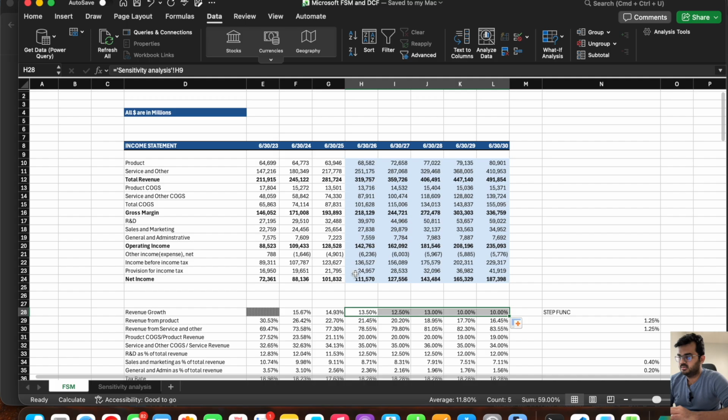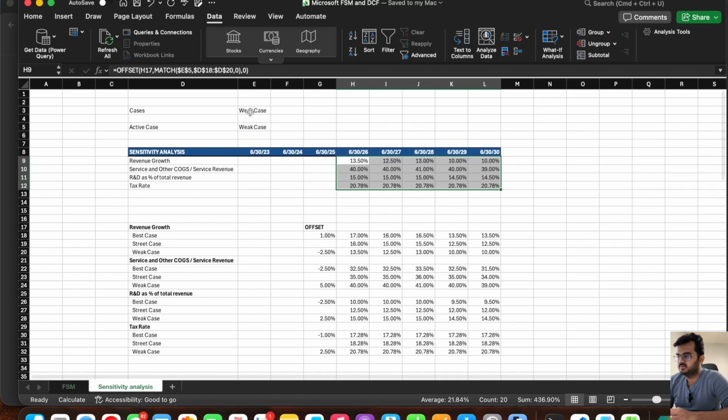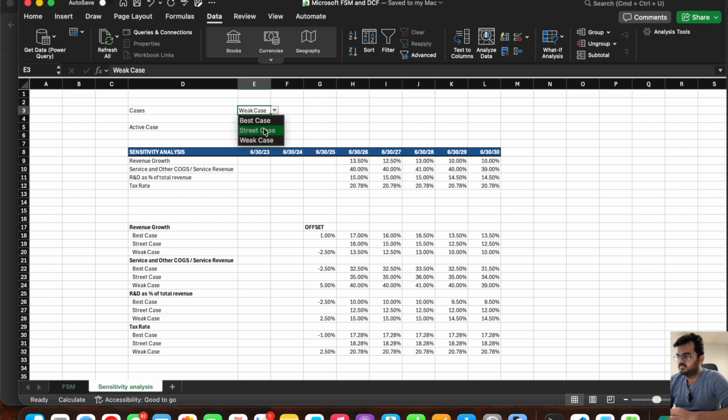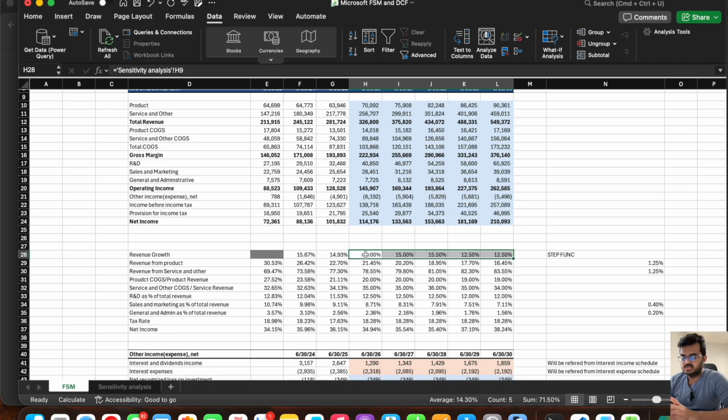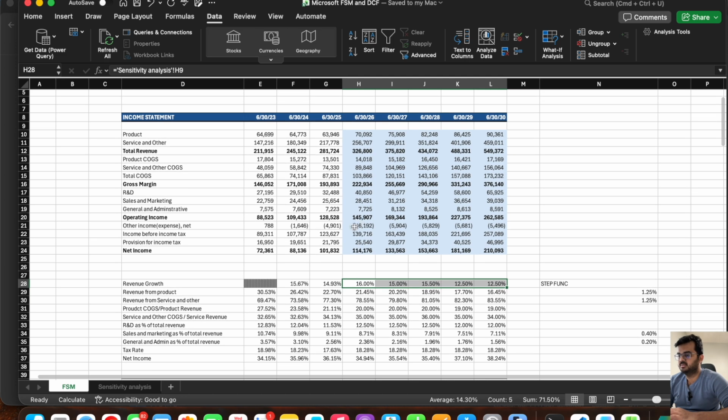Right now, you could see revenue growth says 13.5, 12.5. That is the number you are seeing here. If I switch from weak case to street case, you could see the number change to 16% here, and the same number you could see here. So that is why building an integrated model is needed. If we make a change in one place, it will reflect everywhere, and accordingly our rest of the balance sheet and cash flow statement will also get updated.